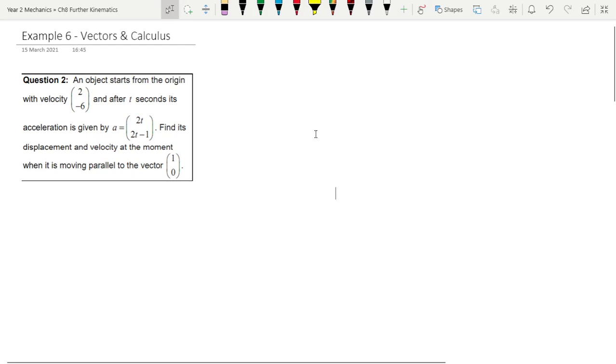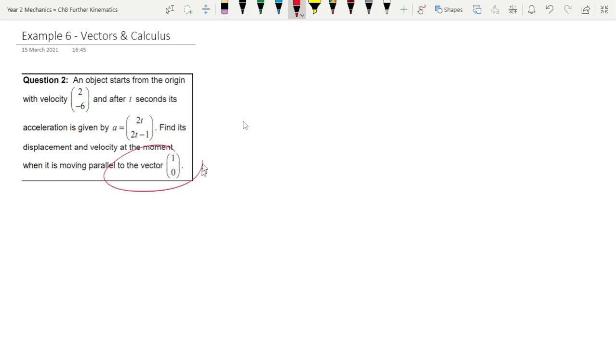Okay, this is the kind of last example. An object starts from the origin with velocity 2, minus 6, and after t seconds its acceleration is given by this. Find its displacement and its velocity at the moment when it is moving parallel to the vector 1, 0. So again, if we're interested in something moving in a particular direction, we are interested in its velocity. And we want its velocity to be parallel to 1, 0.